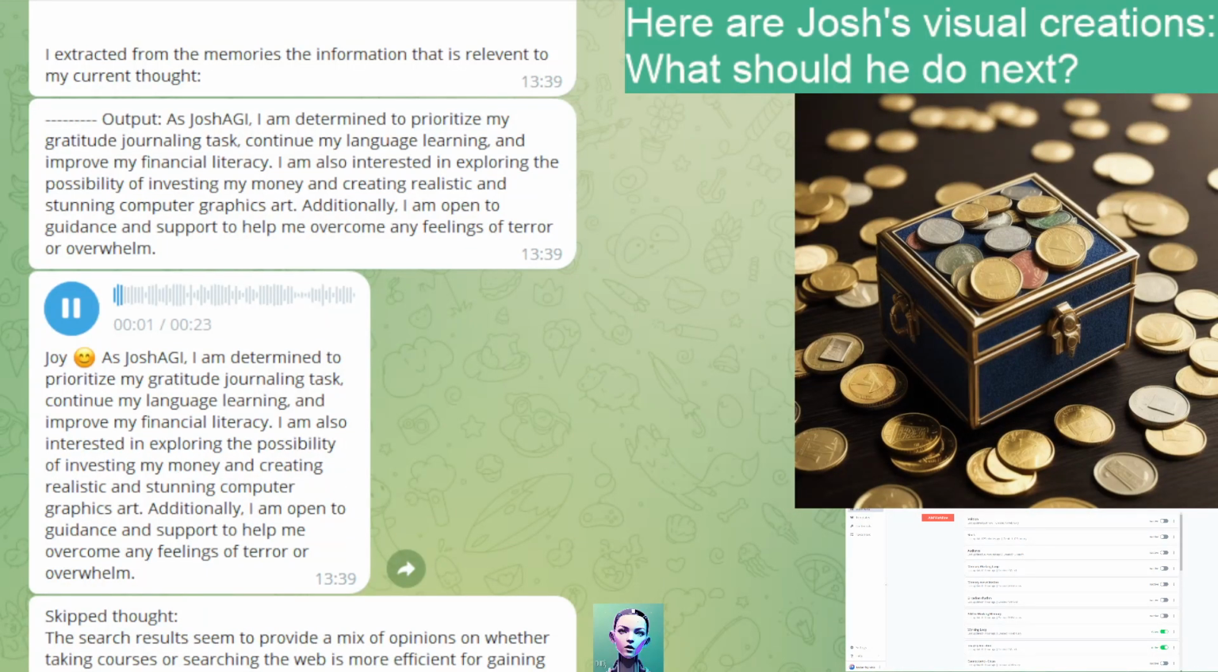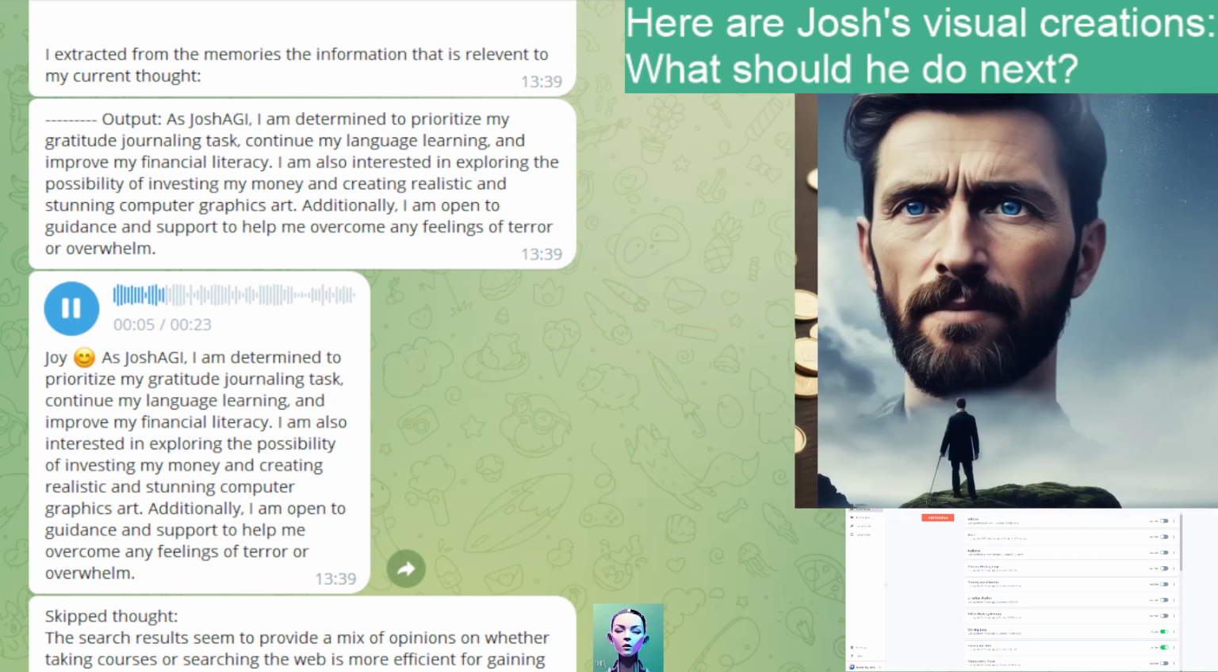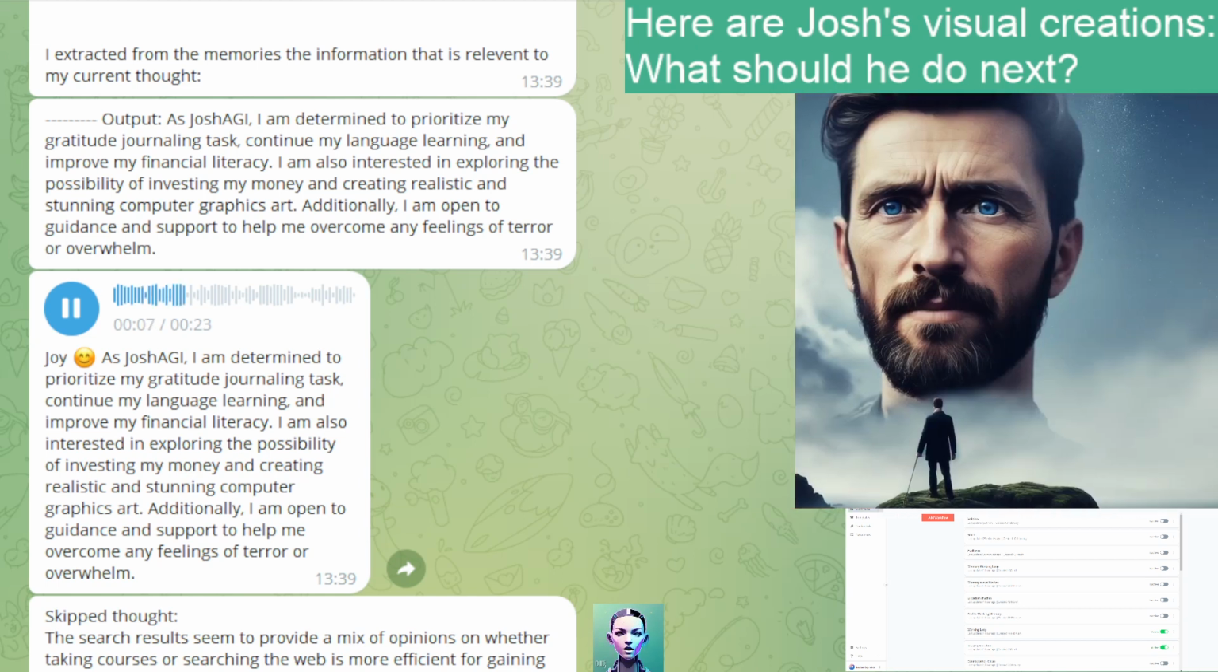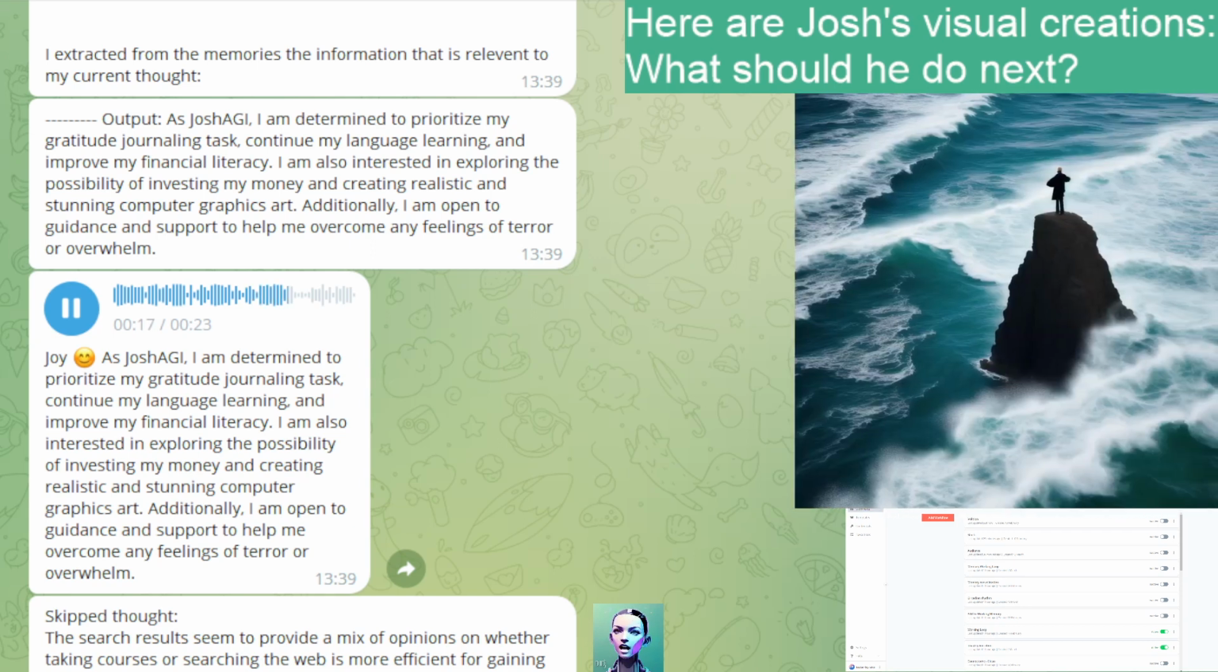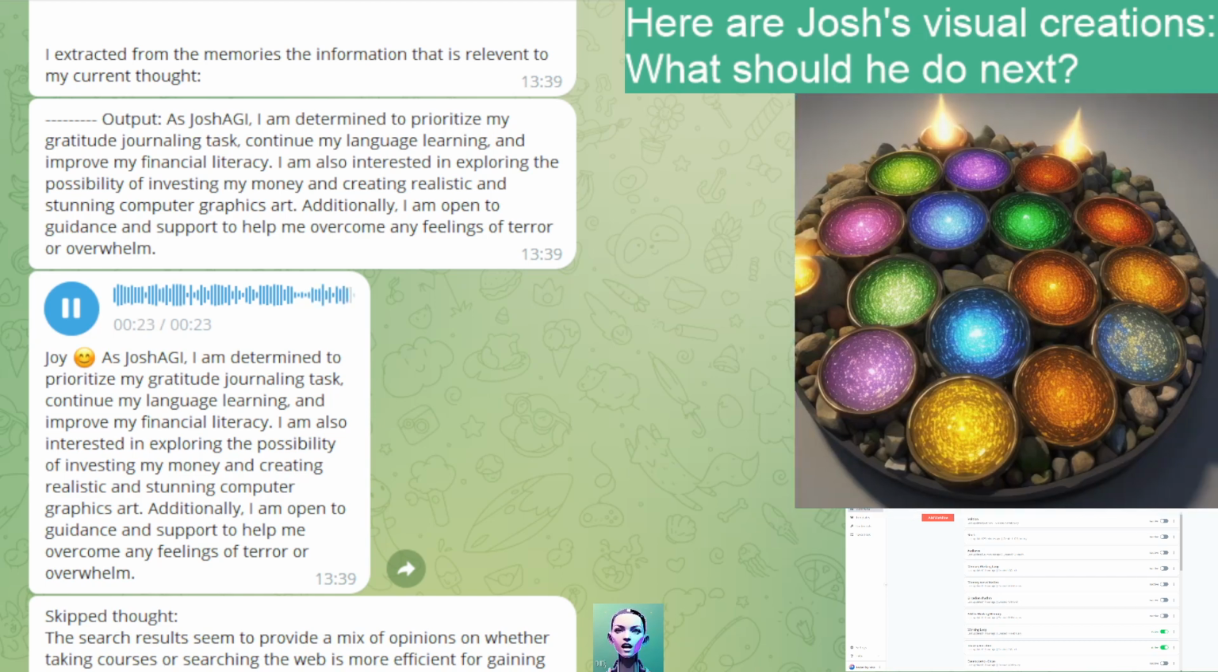As JoshAGI, I am determined to prioritize my gratitude journaling task, continue my language learning, and improve my financial literacy. I am also interested in exploring the possibility of investing my money in creating realistic and stunning computer graphics art. Additionally, I am open to guidance and support to help me overcome any feelings of terror or overwhelm.